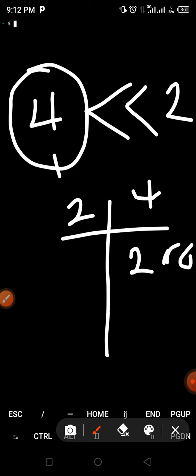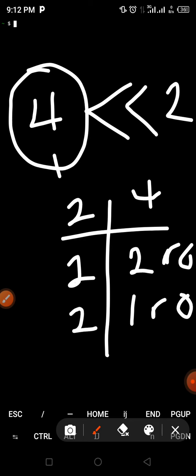0. 2 goes here. 1 remainder 0. Then 2 again here. That is 1, and that is 0 remainder 1, I mean. Okay, so we now have 1 0 0, which is here 1 0 0. So we have 1 0 0.